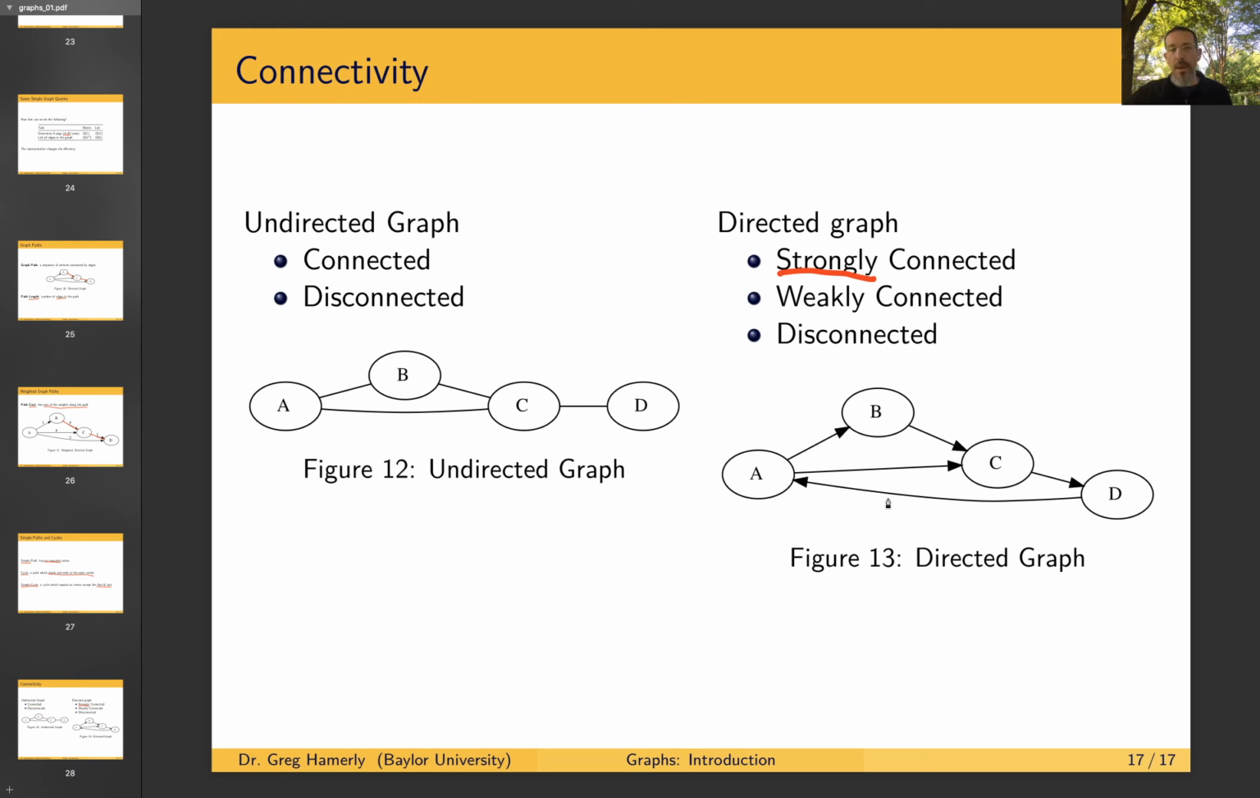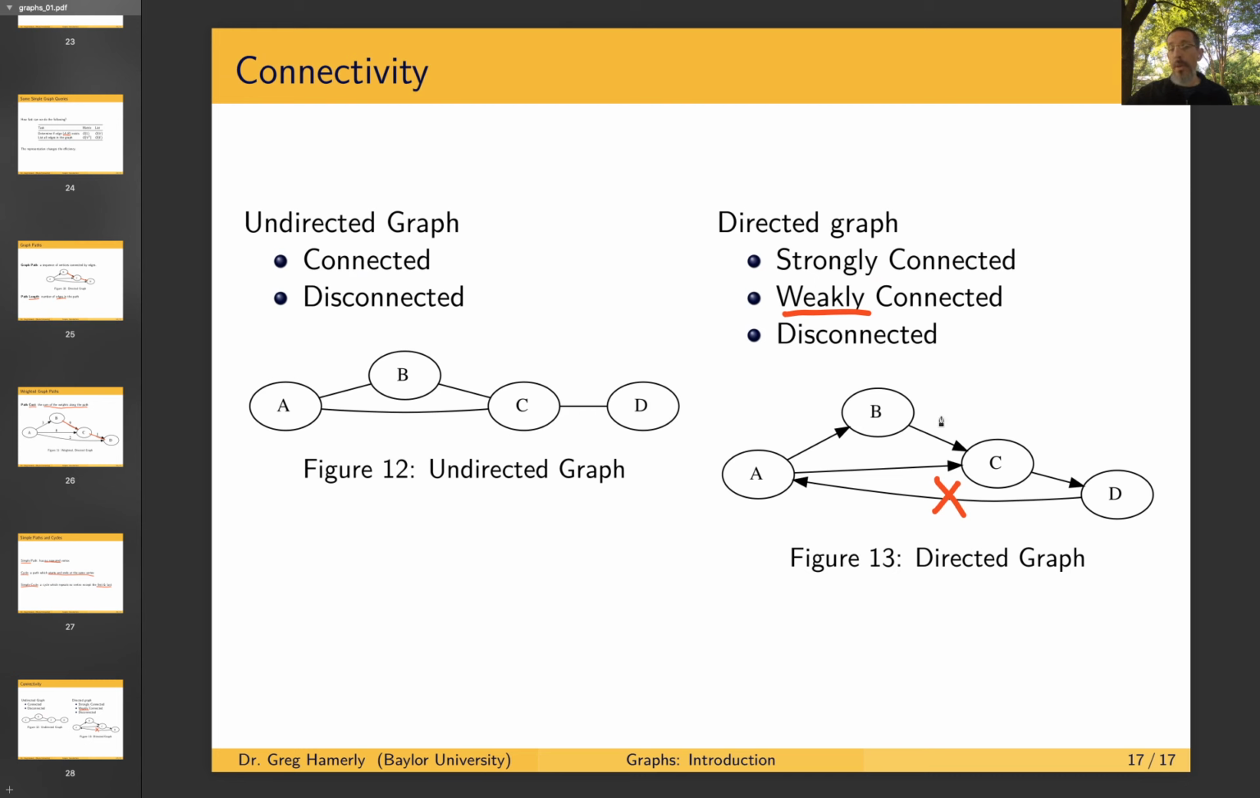Now, a weakly connected graph is a graph which is not strongly connected, but would be connected if I were to remove the direction of the edges. So let me give you an example. Let's pretend that we were to delete this edge. If I delete this edge, I no longer have a cycle in this graph. But what I do have is a graph that looks very much like this undirected graph. However, all the edges have direction. Do I have a strongly connected graph?